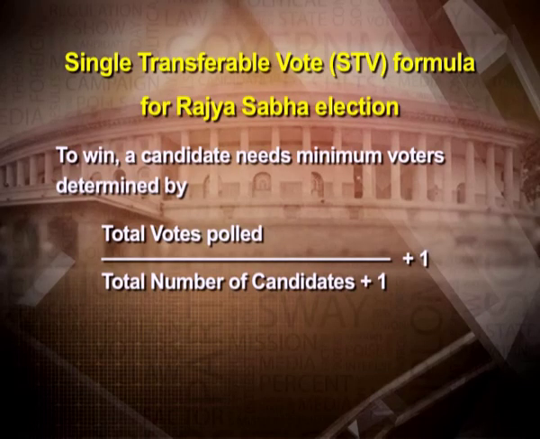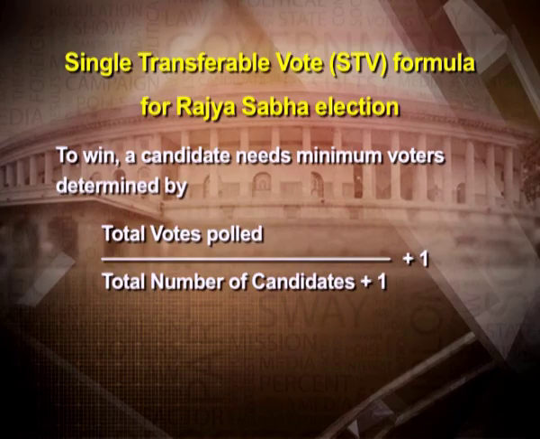Now, to win, a candidate needs a minimum number of votes, and that minimum number is determined by the formula that I have given in front of you. It is the total votes polled divided by the total number of candidates plus 1, and hold on, plus 1, this entire thing plus 1.